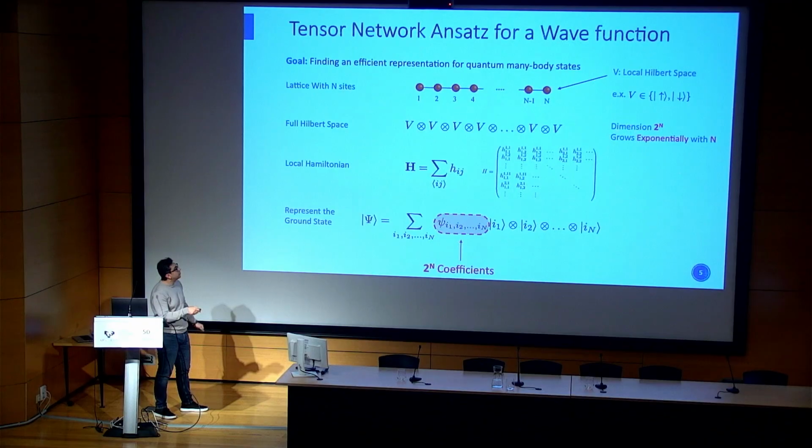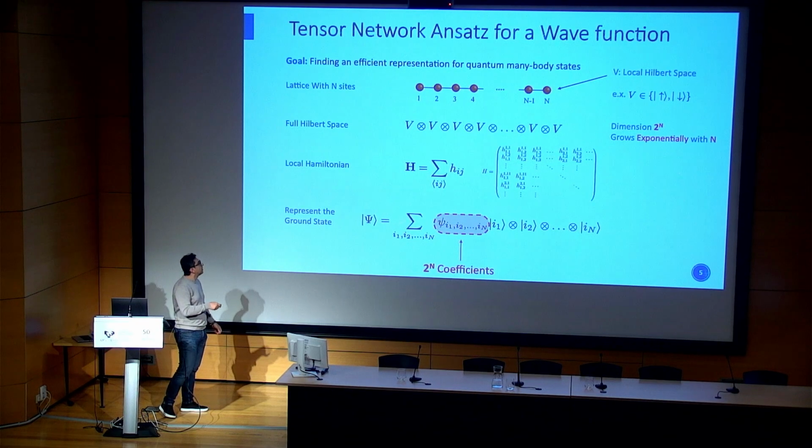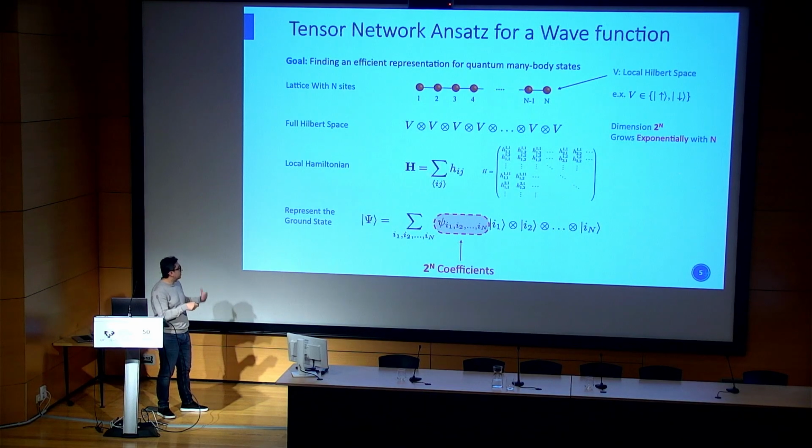Each one of them has two states, up and down. The Hilbert space basically grows exponentially with the number of spins, 2 to the power n, which is very inefficient. So if you define a Hamiltonian H in this space, it could be any generic Hamiltonian, and you want to find its ground state. This many-body wave function is represented by this, and this psi I1 up to In is the many-body expansion coefficient, which is very inefficient, and it grows exponentially with the system size.